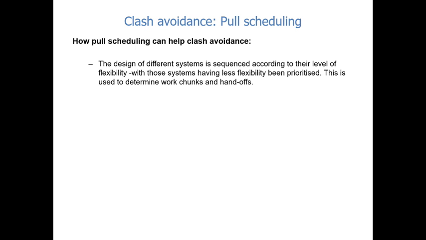So less flexibility means there are fewer changes to be made to the model. Okay, that's what I mean by systems having less flexibility being prioritized. So you prioritize the structural model over others because any changes on the other models will have no impact on other disciplines, or not no impact but less impact. Okay, so this is used to determine work chunks and handoffs. Okay, you know what work chunks and handoffs are? Work chunks. Yeah, so we need to deliver certain deliverable work chunk.